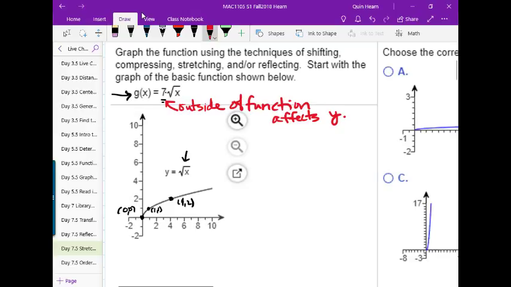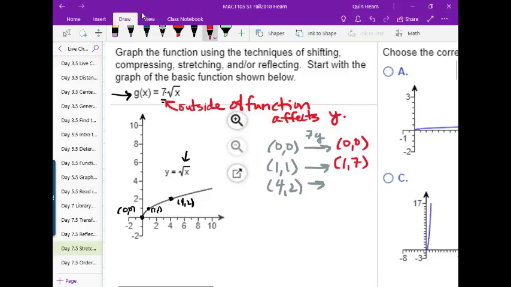So in this case, instead of going through the point 0, 0, we're going to figure out what point this new graph is going to go through by taking 7 times the y coordinate. Same thing with 1, 1, same thing with 4, 2. 7 times the y coordinate. So we're going to have points: 7 times 0 is still 0, so that stays the same. 1 times 7 is 7, so it goes through 1, 7. And then for 4, 2, we have to multiply the 2 times 7, so that's going to be 4, 14.